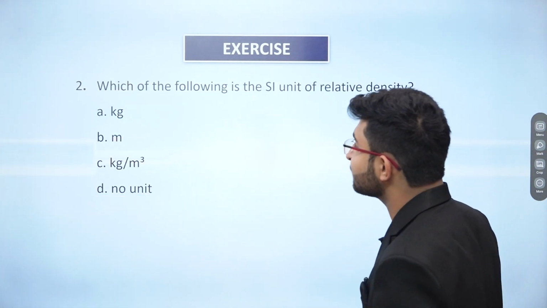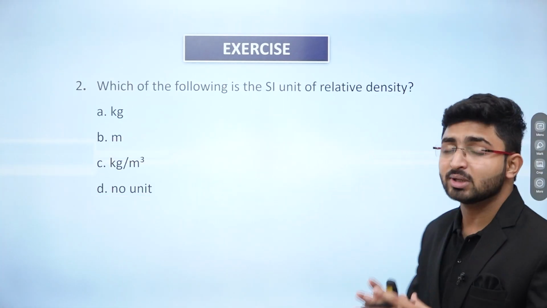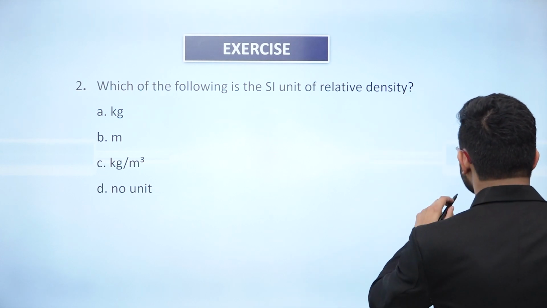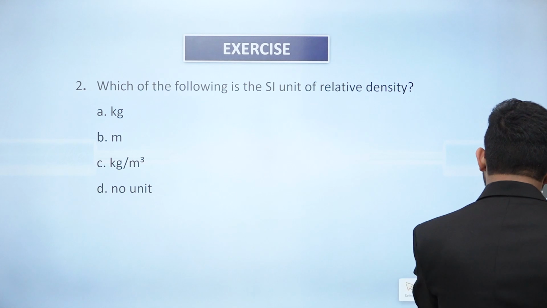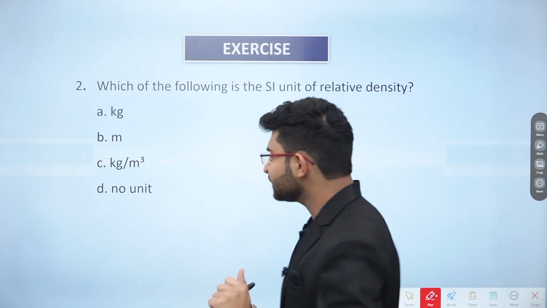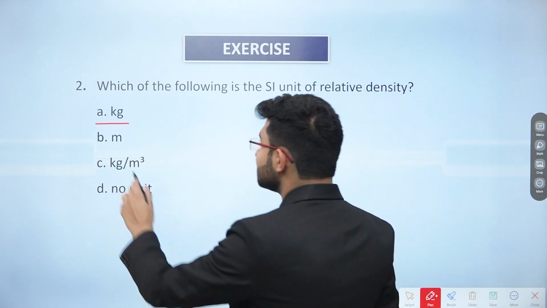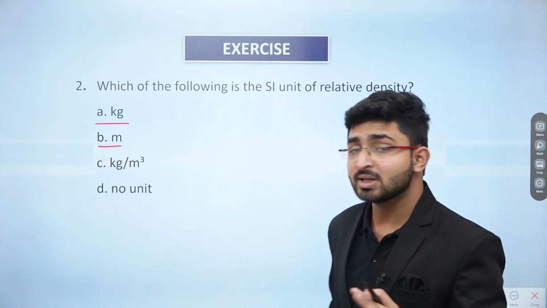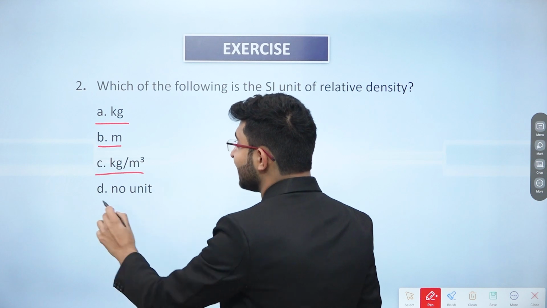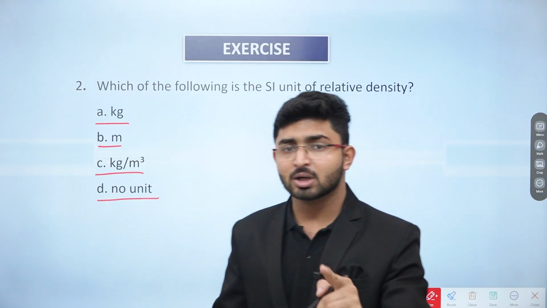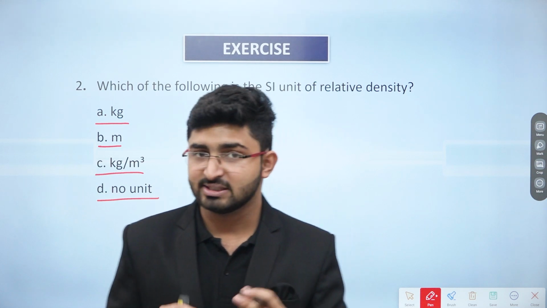Now, moving ahead, we have the next question. Which of the following is the SI unit of relative density? Let me first talk about what relative density is, but can we just go with the options first? The first option is kilogram, the second option is meter, the third option is kilogram per meter cube, and the last one is no unit.